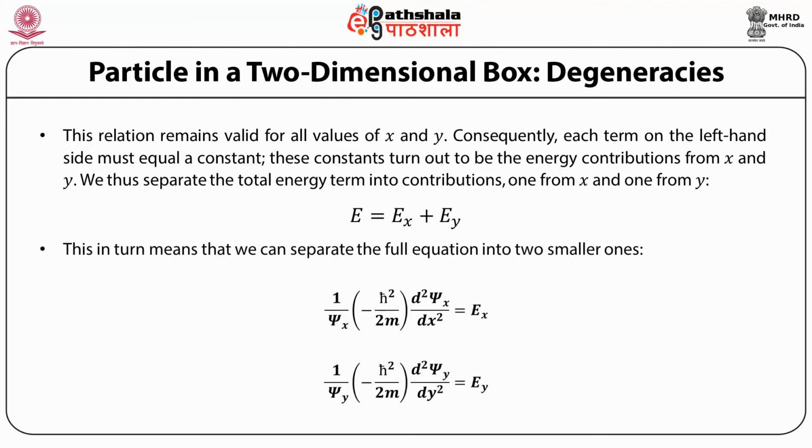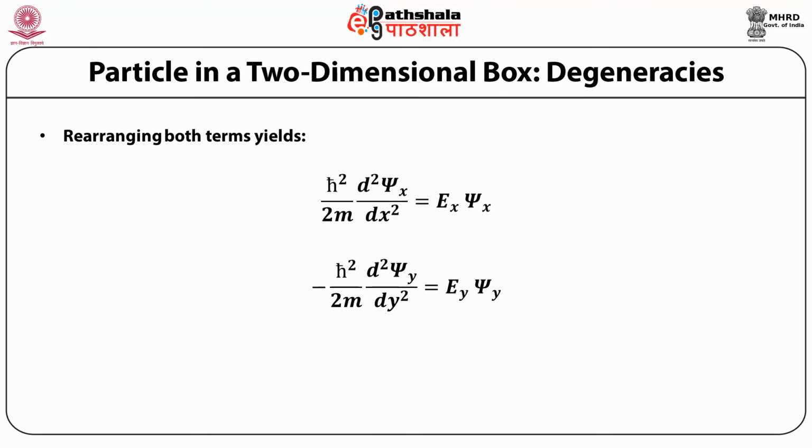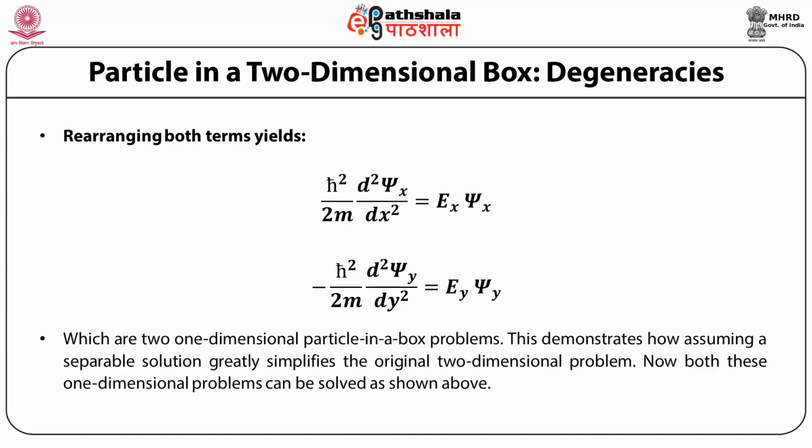So now we can separate this equation into two smaller ones, where there is only x dependence and only y dependence: minus h cut square by 2m d square psi y by dy square equal to Ey psi y. So these are the two one-dimensional particle in a box problems, which demonstrates how assuming a separable solution greatly simplifies the original two-dimensional problem. Now, both these one-dimensional problems can be solved as shown above.